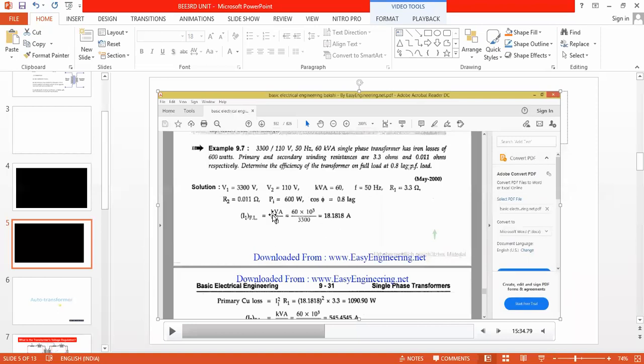Anyone tell me what is the formula for efficiency now? Efficiency. VA rating cos theta by VA rating cos theta plus iron loss plus copper loss. Very good. So VA rating into cos theta by VA rating into cos theta plus iron loss plus copper loss. Okay. So we have taken this particular thing. So this is the problem. They have given R1, R2. So we have to calculate I1 and I2 and similarly directly enter into the efficiency.